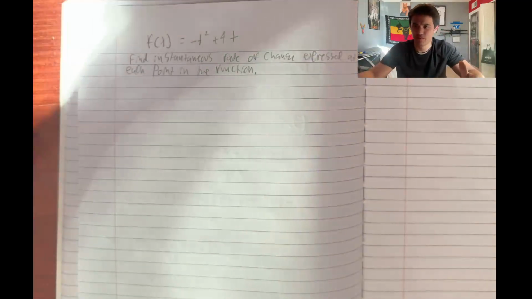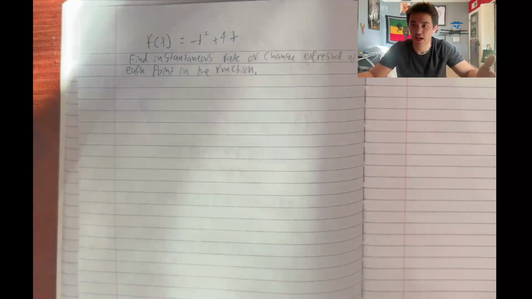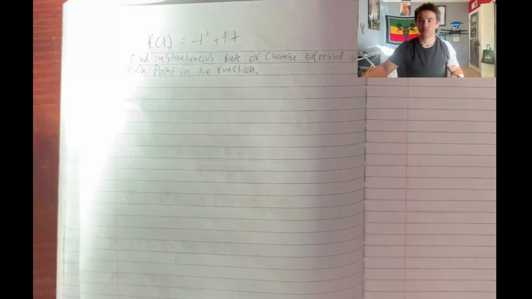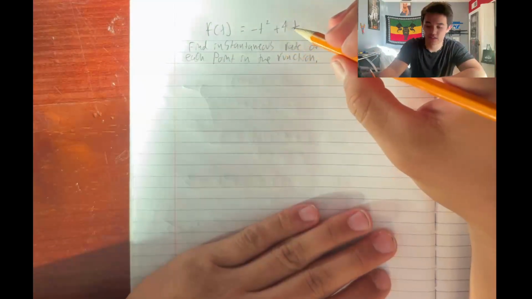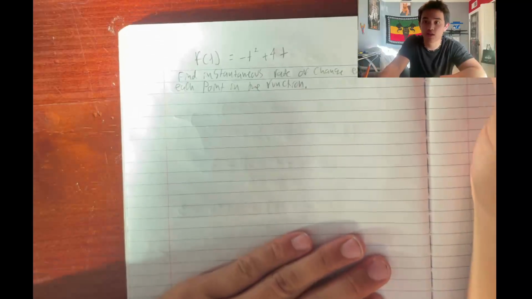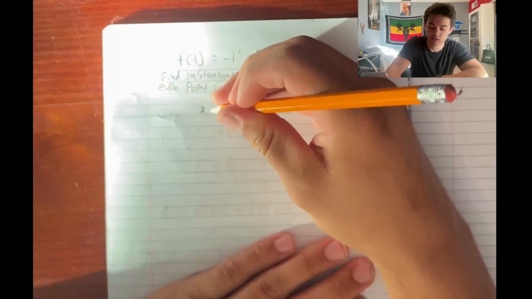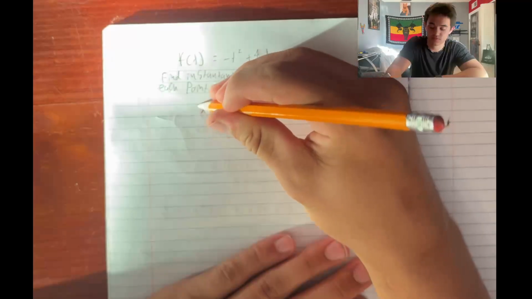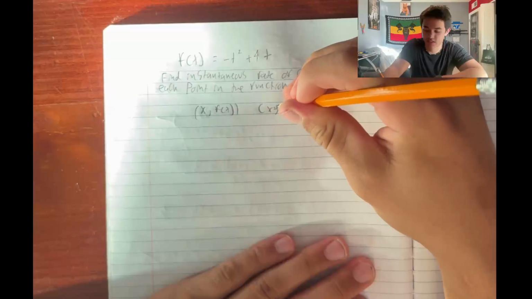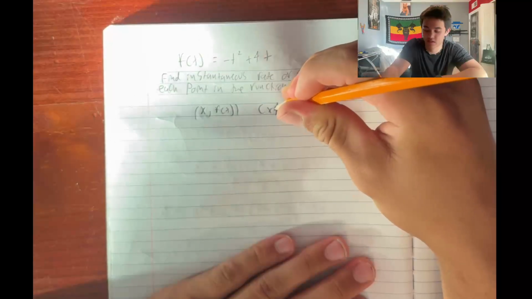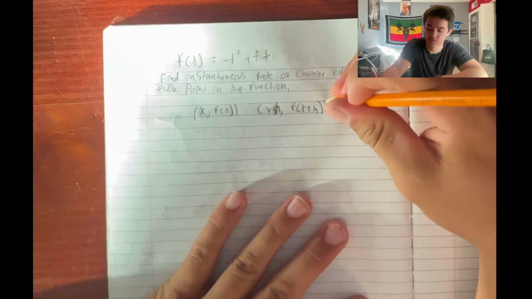All right, so what's going to be different about this from number one is that instead of using a number, you're just going to write out the function. So let me show you. We have f of x is equal to negative t squared plus 4t. We're going to write down our points, x and f of x, x plus h, I meant, and f of x plus h.